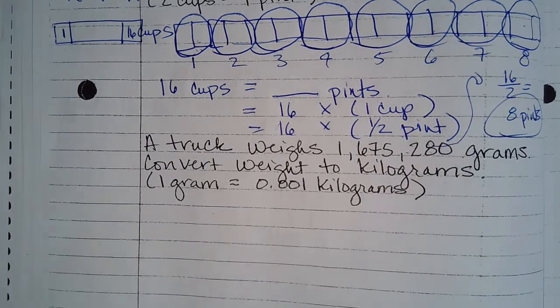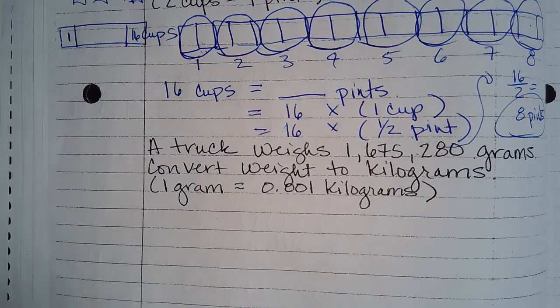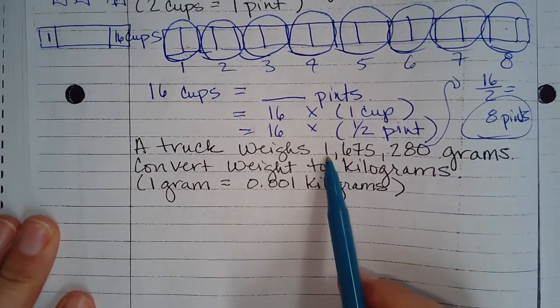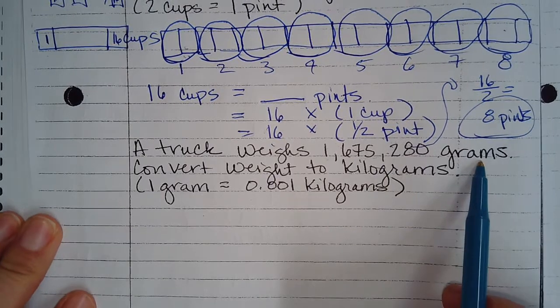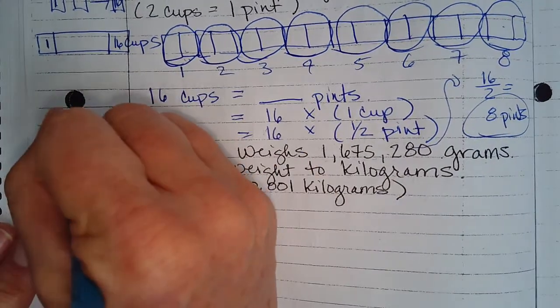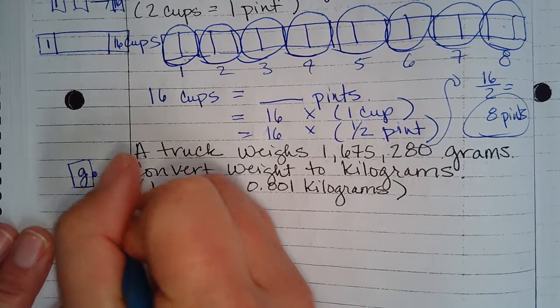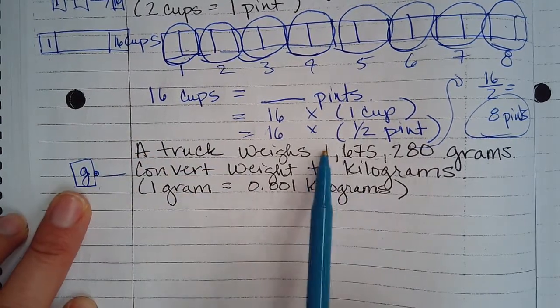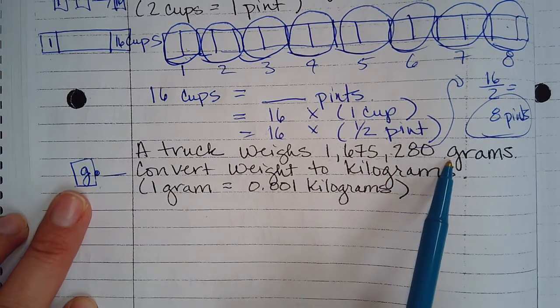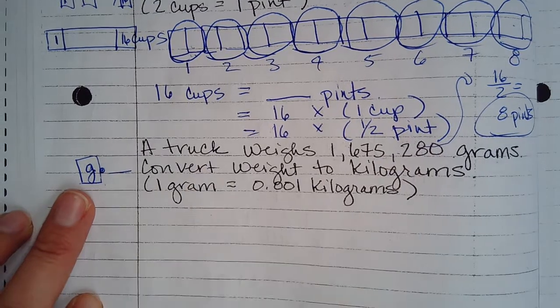All right. And last but not least, our very last one is a truck. Weighs 1,675,280 grams. Now, remember, grams are really small. Grams, think of a sugar cube. So it would take over 1 million sugar cubes to weigh that truck. Okay? It's a lot of sugar cubes.